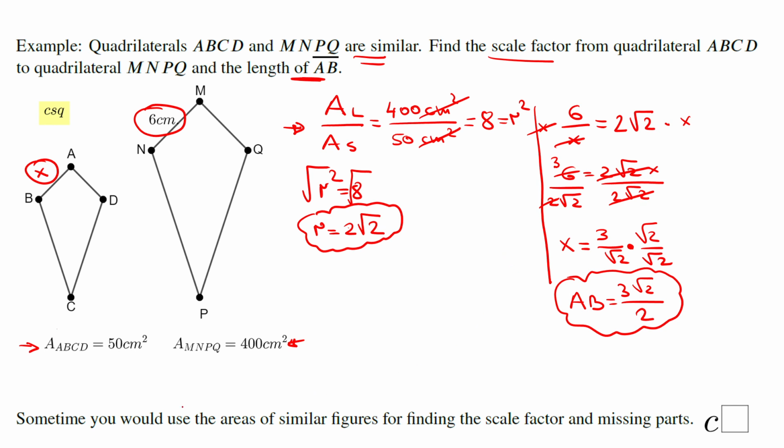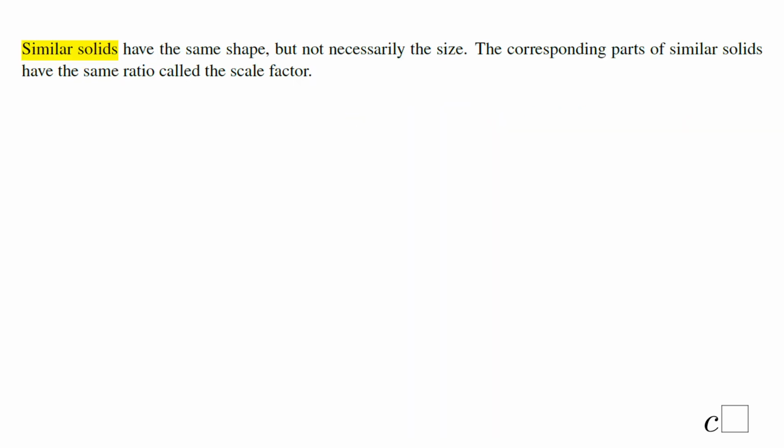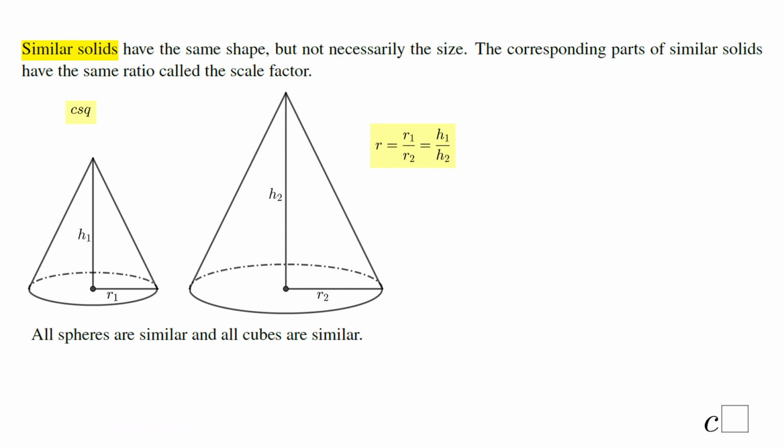Okay, so you see in this problem we use the area of the similar figures to find first the scale factor, first part, and then we use that scale factor for finding missing parts. In my next part of the lesson, we're going to look at similar solids which have the same shape but not necessarily the same size. We have scale factor, which is a ratio of the corresponding sides. And in this case, you notice I have two ratios, the radii and the height.